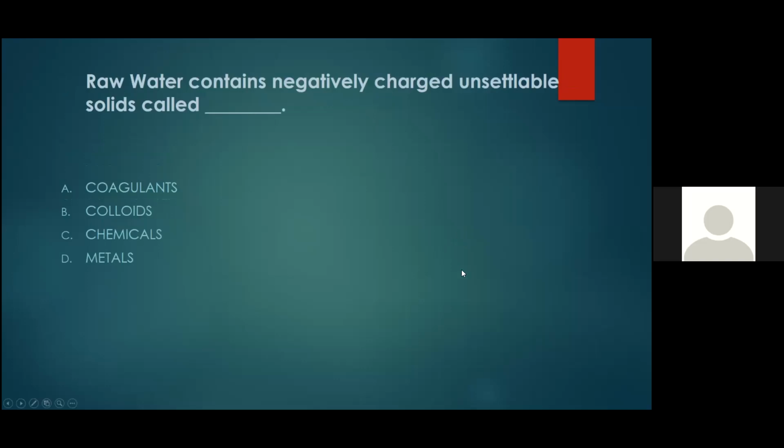And we talked about coagulation a fair bit. When we talk about coagulation, raw water contains negatively charged unsettleable solids called what? Exactly, colloids. That's that cloudiness, that stuff that stays in suspension, those really cloudy little specks of negative charge repelling each other. That's why we have to add that positive charge coagulant, right? To bind it all together. So it's B.